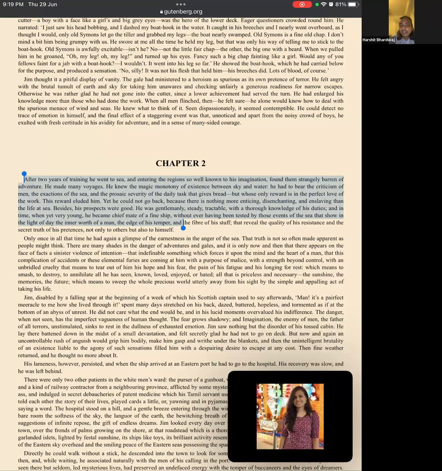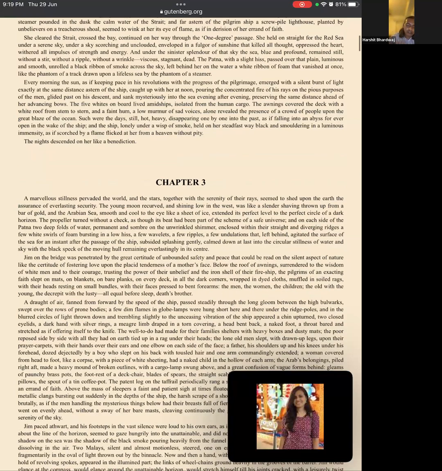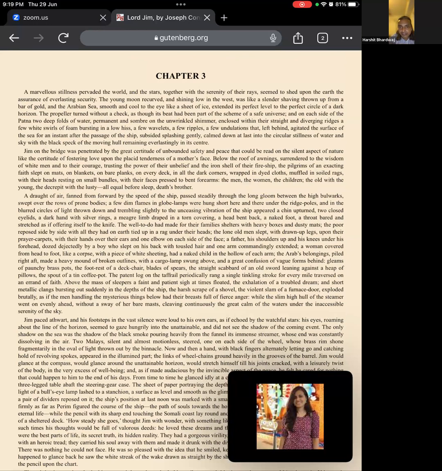This is more disenchanting and enslaving than life at sea. There is nothing more enticing than this. So nobody is stopping him, nobody is forcing him to be here. But these are the reasons he could not go back. Now, chapter 3 gives us a glimpse into his colonial mindset, where he considered these passengers to be second-rate citizens, the inferior, the Oriental dichotomy. They are surrendered to the wisdom of white men and to their courage, like this line here.